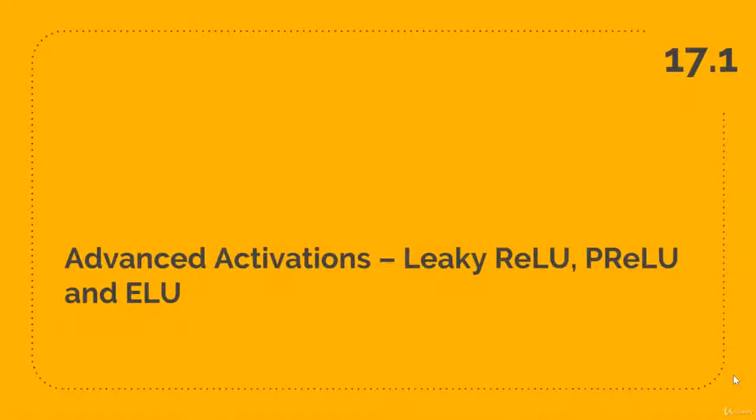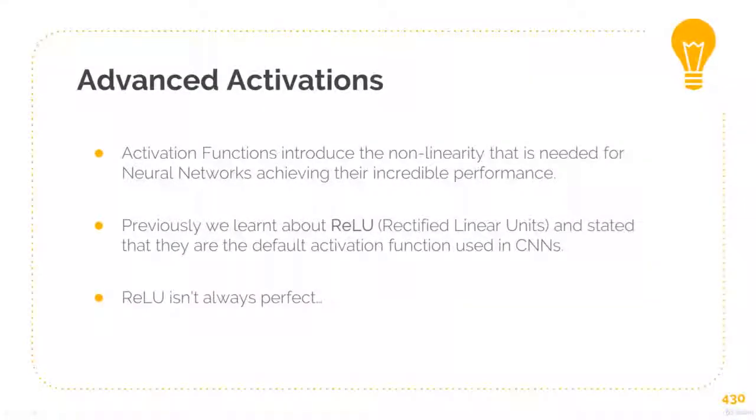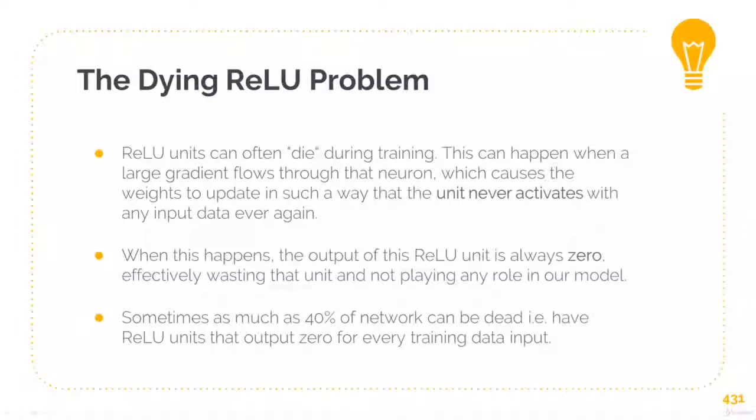Hi, and welcome to chapter 17.1, where I introduce to you some advanced activation functions. If you remember from our earlier slides, activation functions are what introduce the non-linearity that provides neural nets with their incredible performance. However, I always said before, ReLU is basically the activation unit of choice for our CNNs, and I basically left you at that, and you probably will always use ReLU from now on. However, ReLU isn't perfect, and I'll tell you why. There's a problem, and it's called the dying ReLU problem.